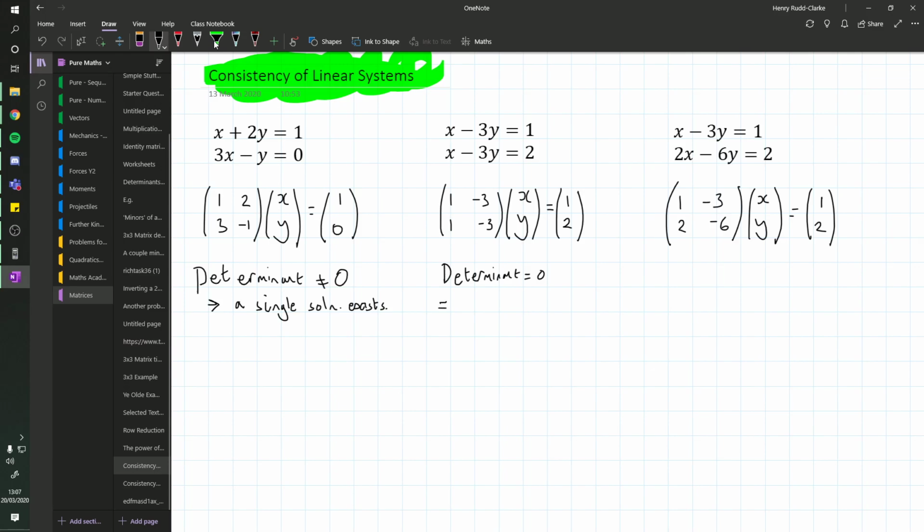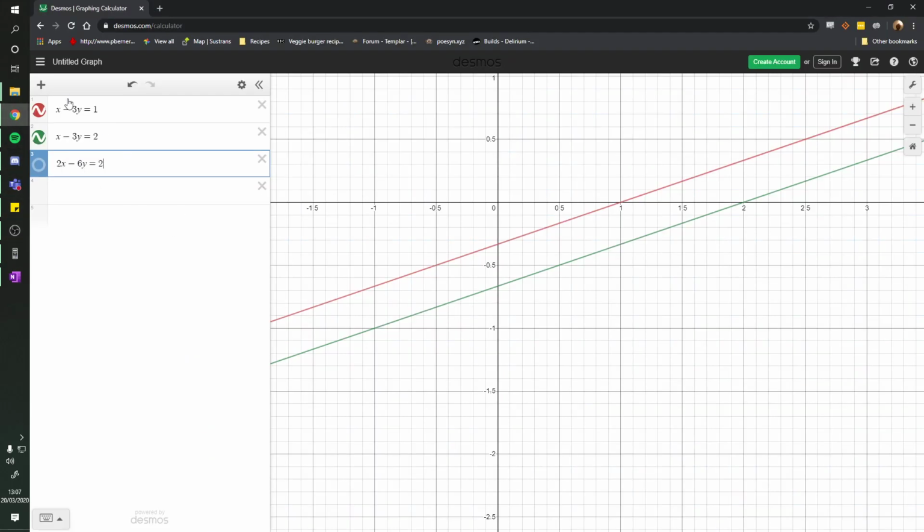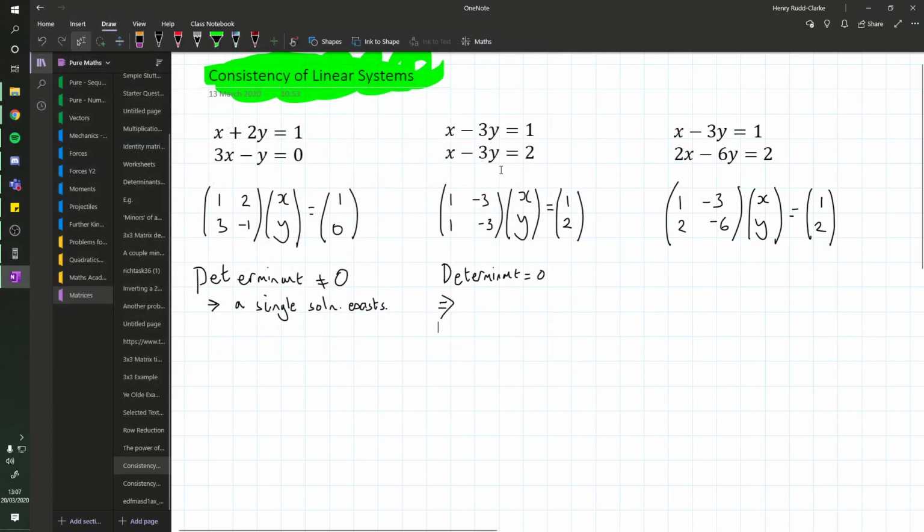So we just need to think, what happens if I draw these equations? You can see what's going to happen just by looking at them. But I've drawn these two equations here, x minus 3y equals 1, x minus 3y equals 2, and it's pretty straightforward. They're just parallel lines, and you can see they're parallel lines from looking at them. So it's a pair of parallel lines, which means there is no solution. So this is not consistent, whereas this one, I should have said, is consistent.